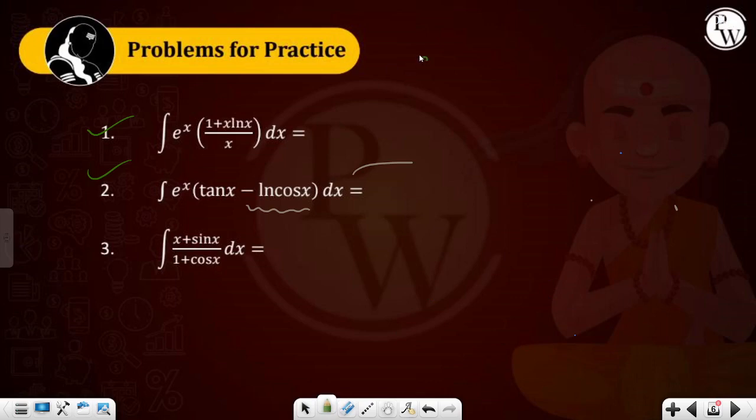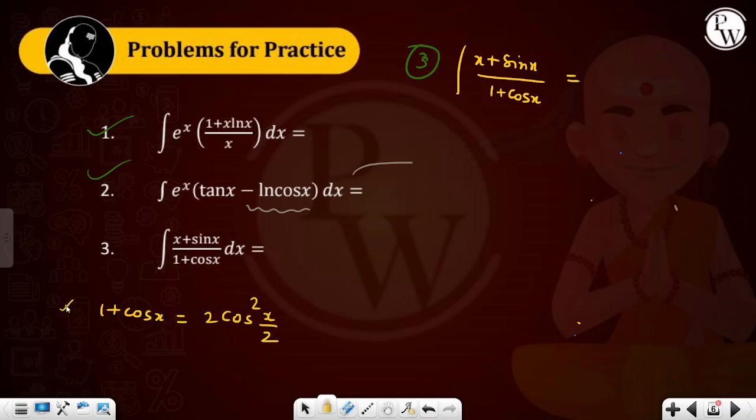Okay, third. x plus sin x upon 1 plus cos x. So what to do? See here, the applicable formula will be of trigonometry, that is the half angle formula. So we know 1 plus cos x is equal to 2 cos square x by 2. This formula will be applicable here. So we have to write it down, x plus sin x upon 2 cos square x by 2.